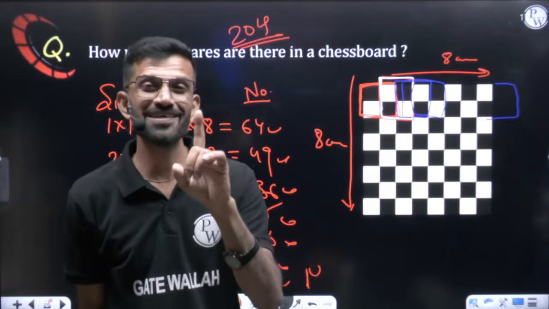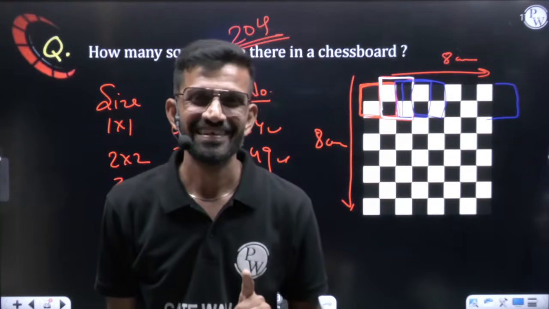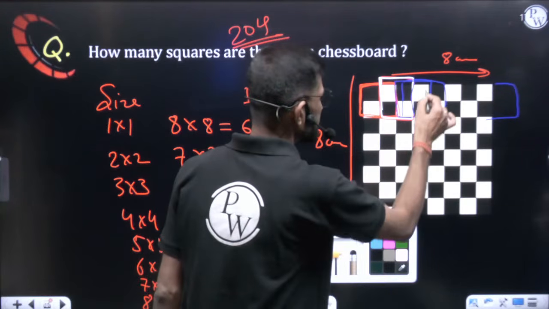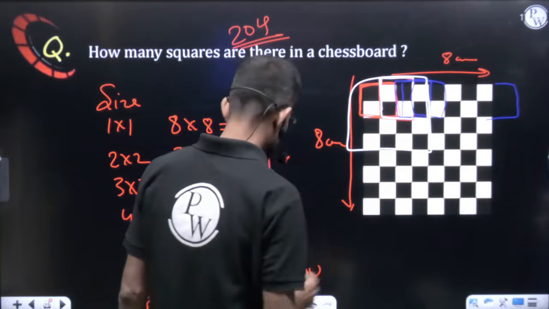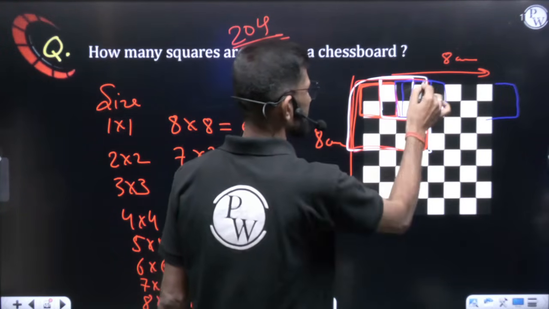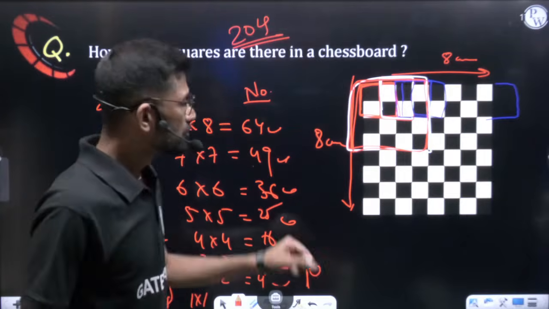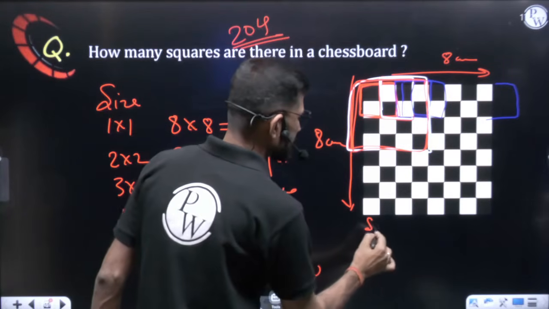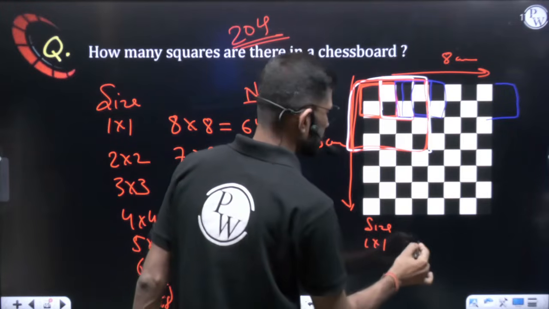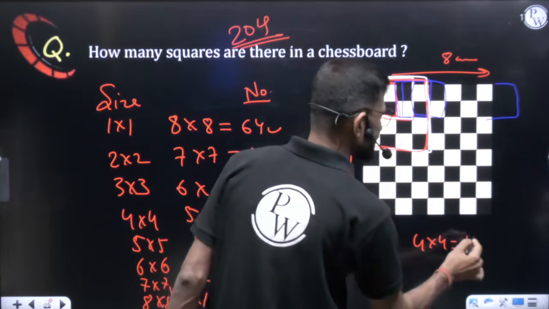My dear friend, they won't ask you a very easy question. 1/4 of chessboard means they are talking about only up till this limit. This is the part they are talking about. 1/4 of chessboard, only this part. Am I right? So, very simple. The size 1 by 1, how many you will be getting? Obviously, you will be getting 4 this side, 4 this side. That is 4 into 4, 16 squares.